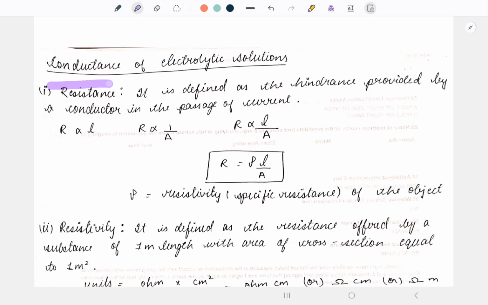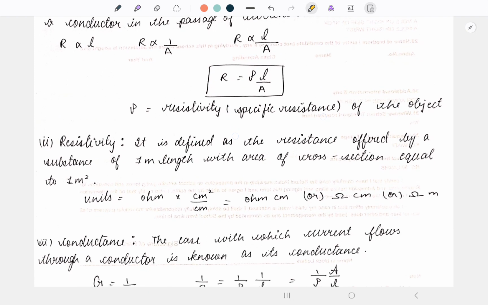So first we will be studying about resistance. Resistance is defined as the hindrance provided by a conductor to the passage of electricity. Every substance offers resistance to the flow of electricity. It may be large or small in extent. The electrical resistance R of any object is directly proportional to its length and inversely proportional to the area of cross section. When we remove the proportionality sign, we get a constant which is called resistivity or specific resistance of the object.